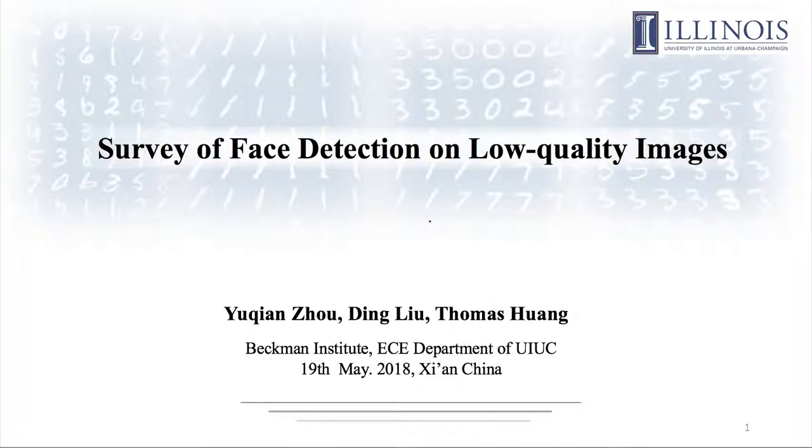Now I would like to introduce our survey of face detection algorithms on low-quality images. We are the IFP group from UIUC, and my supervisors are Professor Thomas Huang and Yuqian Zhou, and my partner is Ding Liu.